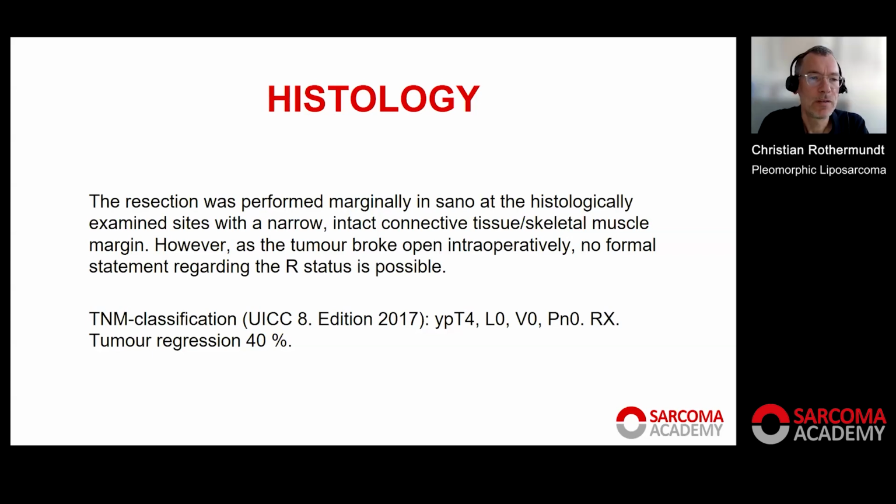Okay, so histology: the resection was performed marginally in the histologically examined sites with a narrow intact connective tissue, skeletal and muscle margin. However, as the tumor broke open intraoperatively, no formal statement regarding the R status is possible. And you see that there was some tumor regression.